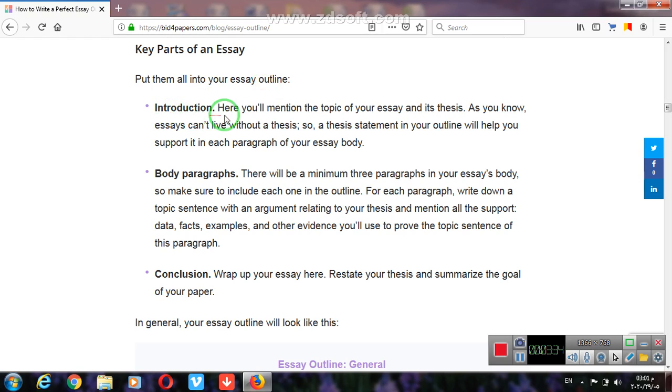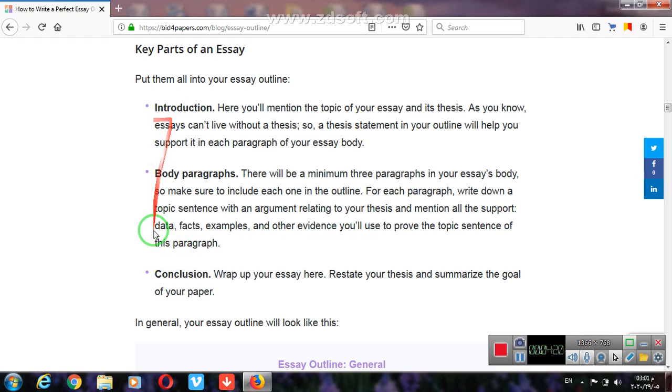You have to make an introduction, and here you will mention the topic of your essay and its thesis. As you know, essays can't live without a thesis, so a thesis statement in your outline will help you support it in each paragraph of your essay body. Then you have the body paragraphs. There will be a minimum of three paragraphs in your essay's body, so make sure to include each one in the outline. You have to mention a main idea for each paragraph in your outline. For each paragraph, write down a topic sentence with an argument relating to your thesis and mention all the support, data, facts, examples, and other evidence you will use to prove the topic sentence of this paragraph.